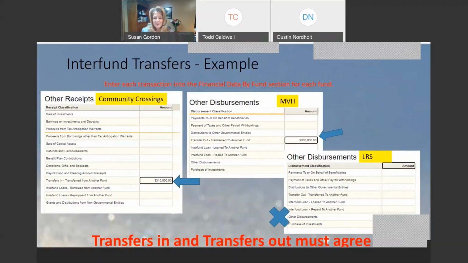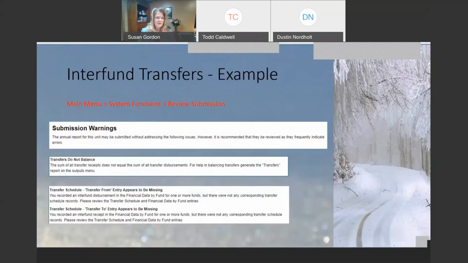And then I'm going to go to LRS, and I should have put that in a transfer out, but I didn't. I put it in other disbursements. I hope you can see that down there of $10,000. Okay. So when I go to review my submission and try to submit, I'm going to get a warning about that. First of all, it's going to say my transfers don't balance. The sum of all transfer receipts does not equal the sum of all transfer disbursements. And it says for help in balancing transfers, I want to generate the transfers report on the outputs menu.